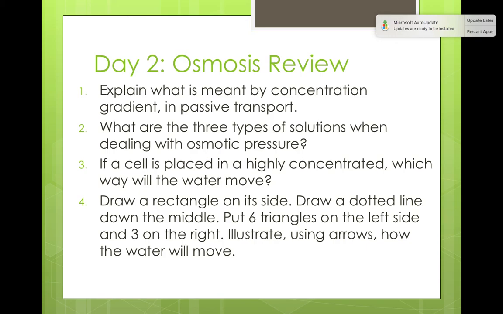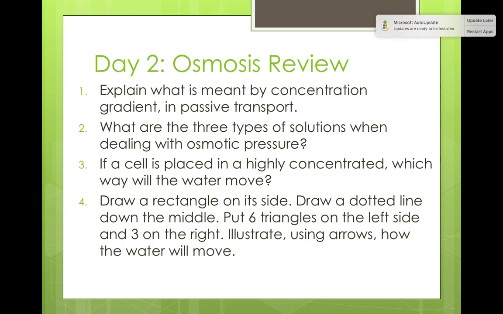What are the 3 types of solutions? That's the 3 that we just went over: hypertonic, hypotonic, and isotonic solutions. Make sure you're able to understand what's happening to the cell in each one and why that is happening. So if a cell is placed in a highly concentrated solution, which way would the water move? If it's highly concentrated, that means it's highly concentrated with a solute. That means it has very little water in it. So the water would move out of the cell into the environment.